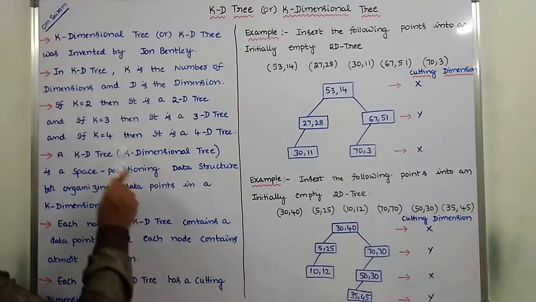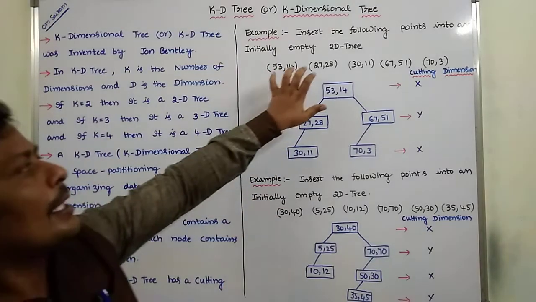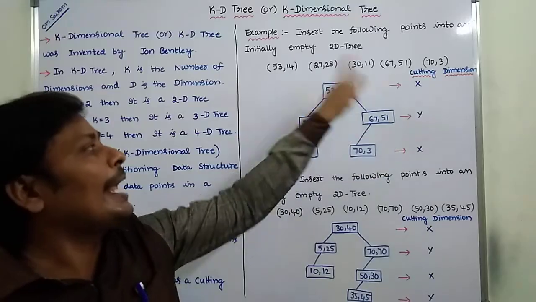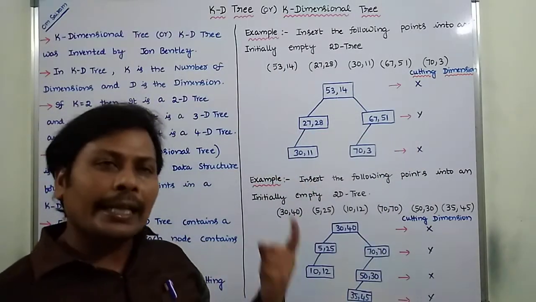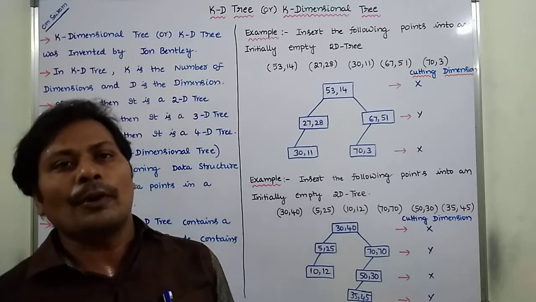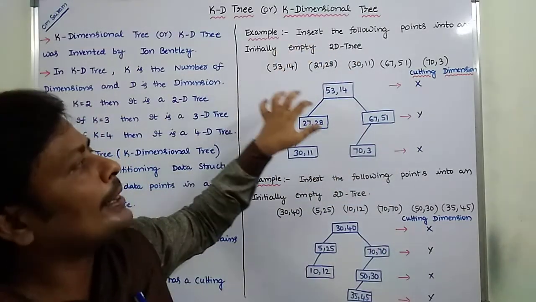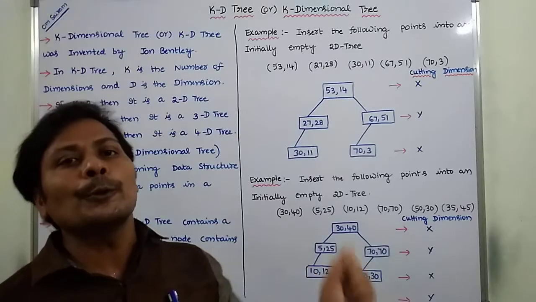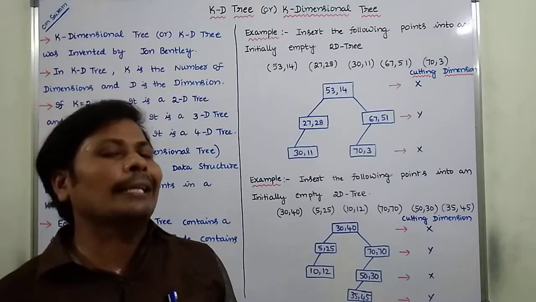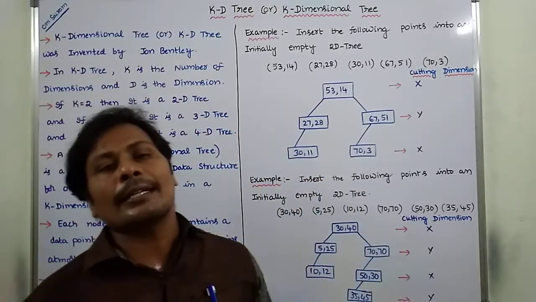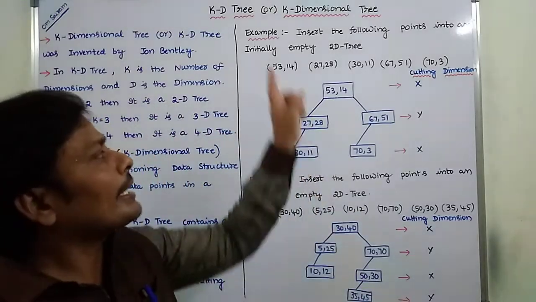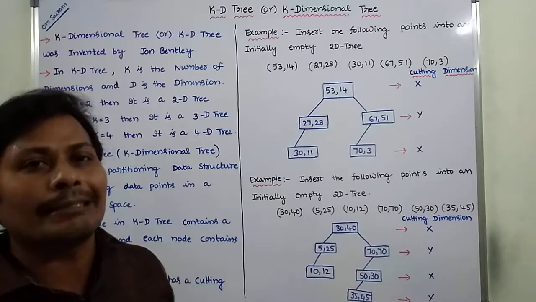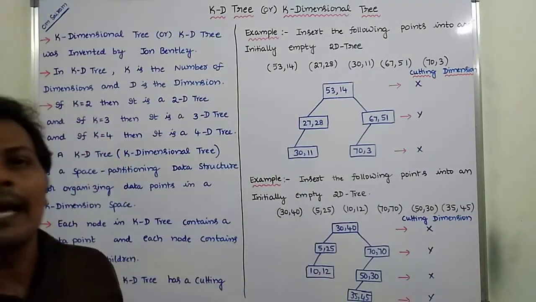Next, what is a KD tree? Suppose there are some data points. For organizing the data points in a K-dimensional space, where K may be 2, 3, or 4, anything, we require a space-partitioning data structure. That data structure is called the KD tree. In the KD tree, the data points are organized in the form of a tree.